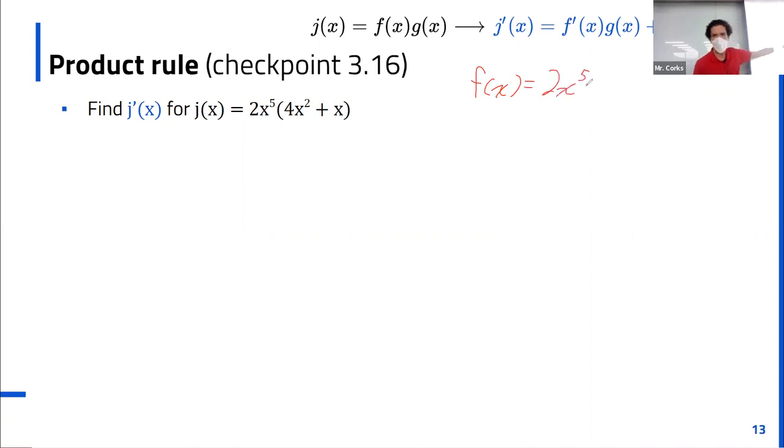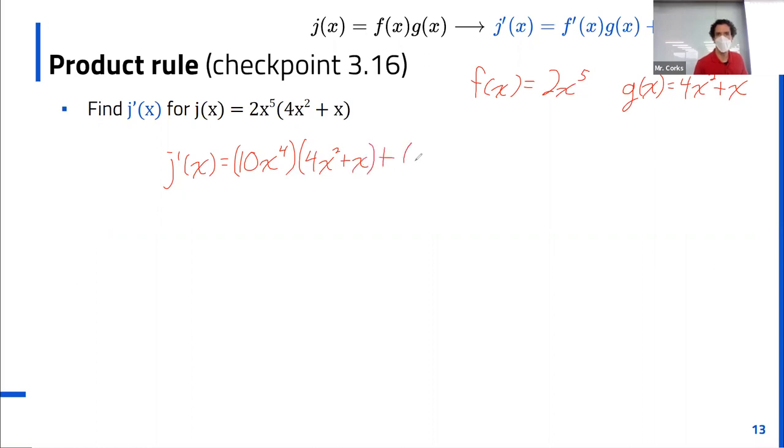Okay, 2x to the exponent 5, and our g of x, 4x squared plus x. So our derivative then would be our derivative of the first part. What is that? 10x to the exponent 4 times our original of the second part, so 4x squared plus x, plus our original of the first part, 2x to the exponent 5, times derivative here.